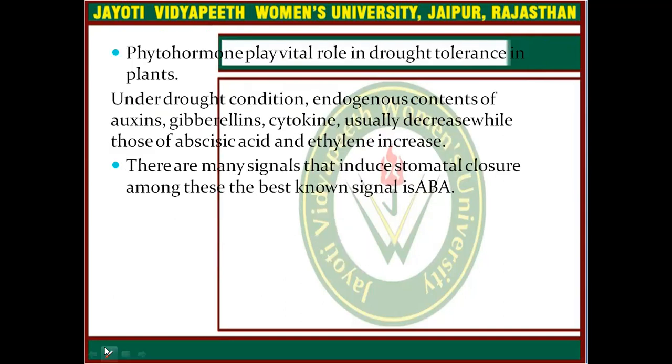Phytohormones play a vital role in drought tolerance in plants. Under drought condition, the endogenous content of auxin, gibberellins, and cytokinin usually decreases, while those of abscisic acid and ethylene increase. There are many signals that induce stomatal closure. Among these, the best known signal is ABA.